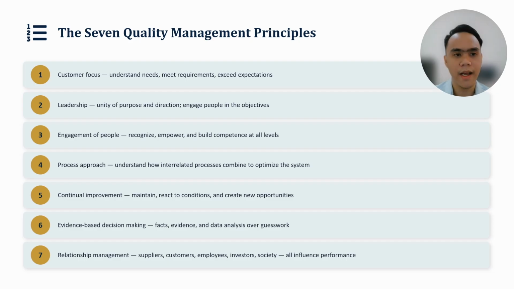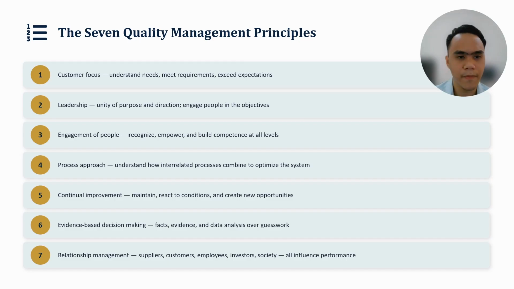The entire ISO 9000 family is built on the seven quality management principles, and these are genuinely worth knowing, since they are the philosophical foundation underneath every specific requirement that we'll cover. One is customer focus: understand customer needs, meet their requirements, and strive to exceed their expectations. Note the progression from understanding to meeting to exceeding.